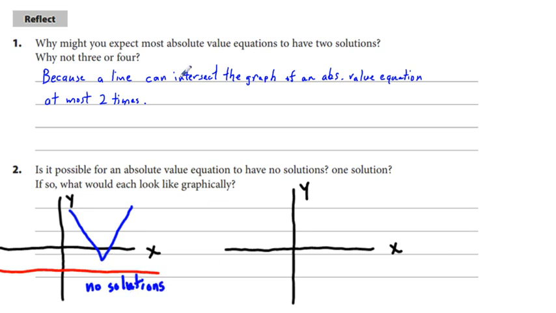No solutions. Next, here we have an absolute value function. We have a horizontal line that is just like this. Touches right here. This example here would be one of 1 solution. So graphically, that's what no solutions and 1 solution would look like.